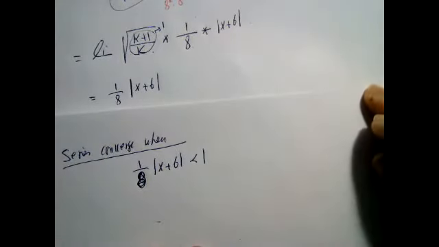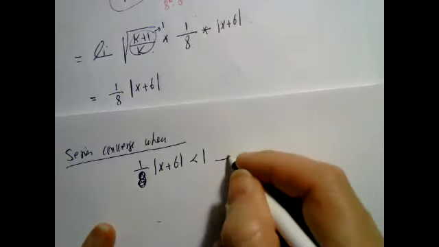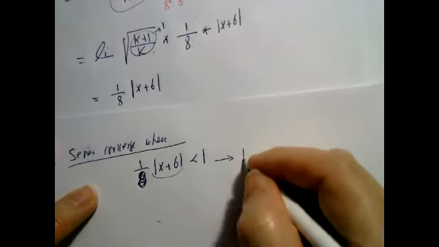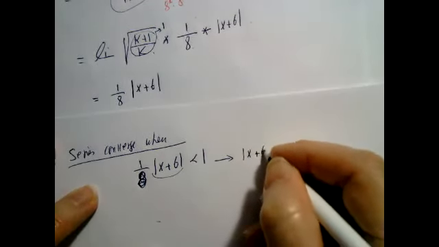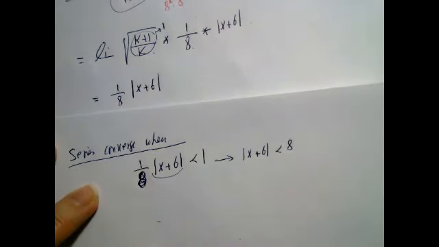Now, if I want the interval of convergence, it means I want the x values. It means on which interval this converges. It means basically I need to solve for x. Which x's satisfy this condition? First we isolate the absolute value term. I multiply by 8 on both sides, so the absolute value of x plus 6 is strictly less than 8. Now what is my x?